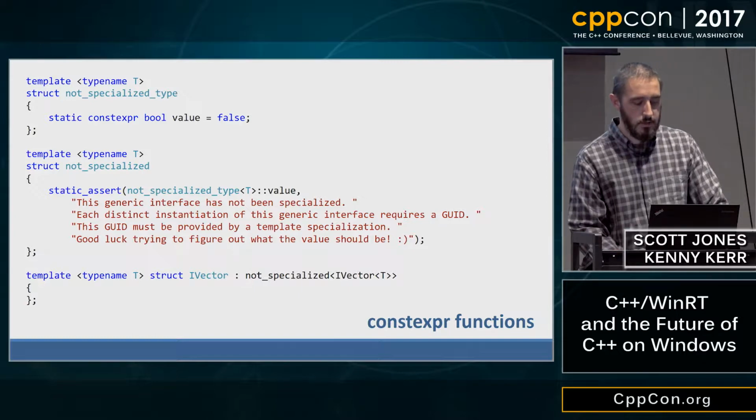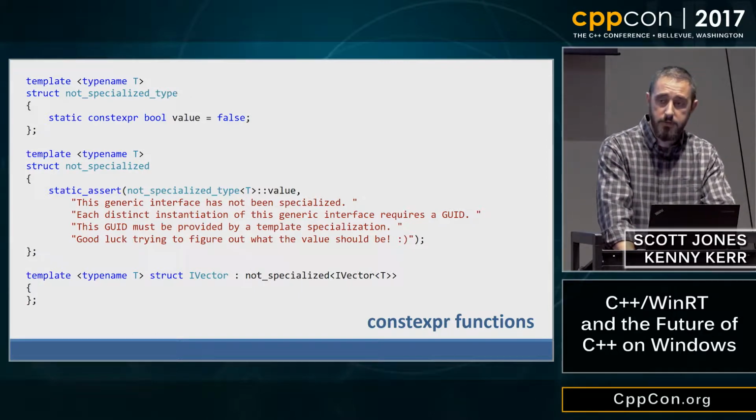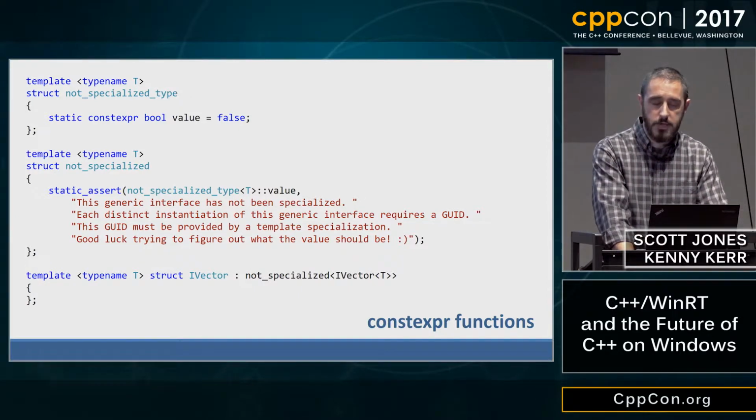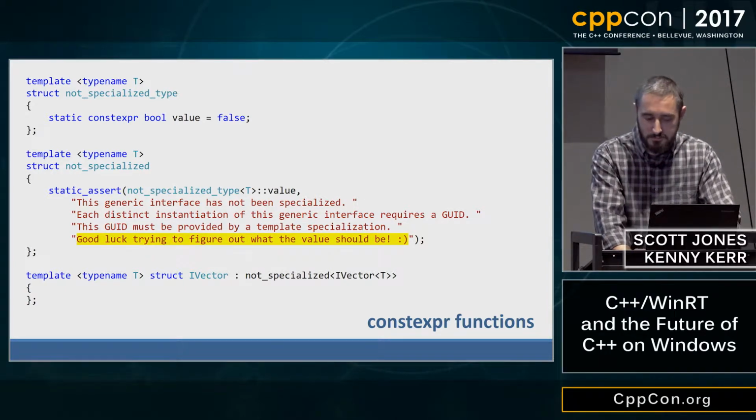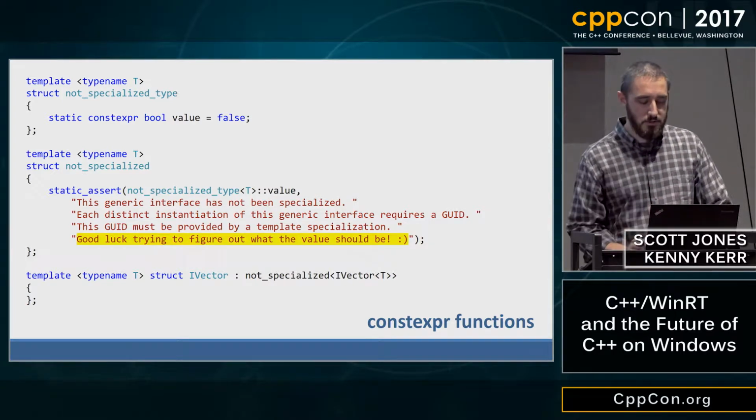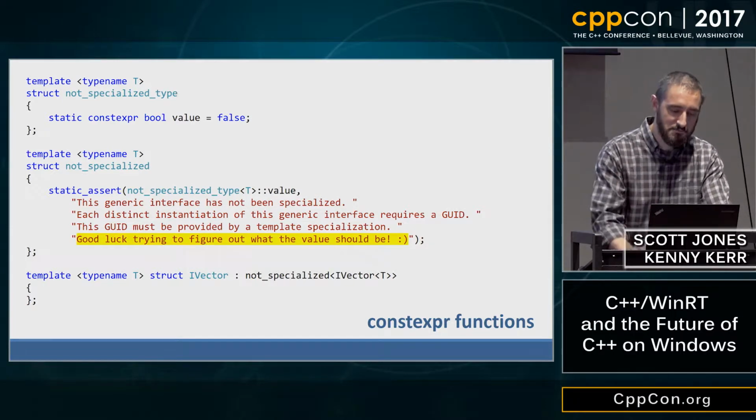We had a static assert which would simply fail if the specialization wasn't found, as in it wasn't in metadata and we didn't emit the specialization for you. This is the bailout. This is what you would get. And essentially it boils down to good luck trying to figure out what the value should be. We didn't include that in the shipping version, but that's essentially what we were saying.